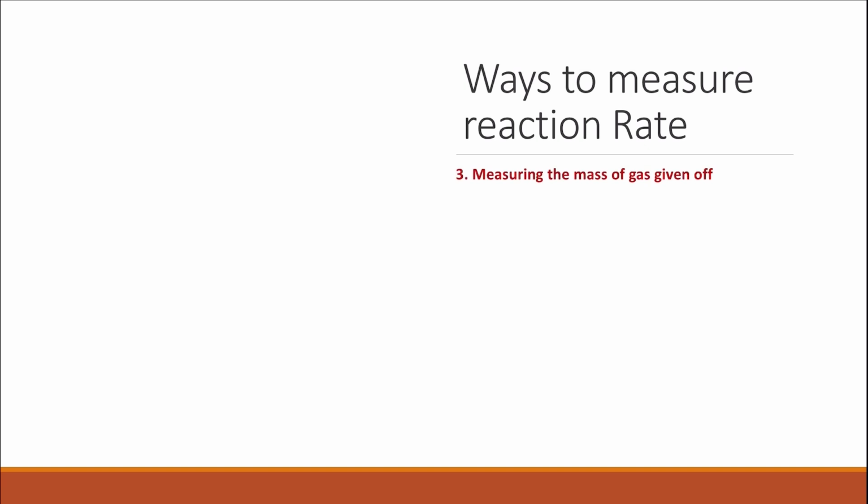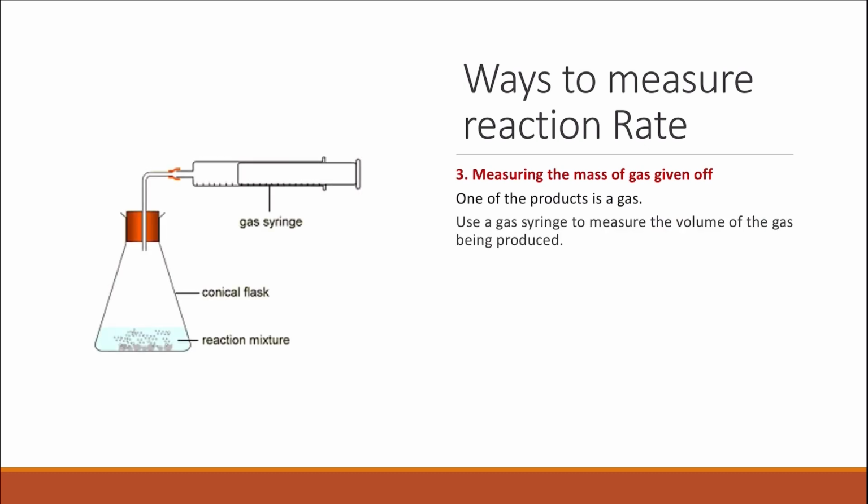The third method is by measuring the volume of the gas given off. So one of the products here is going to be a gas and you can use a gas syringe to measure the volume, not the mass in this case, of the gas being produced. Again, this is going to be accurate and also easy to do.